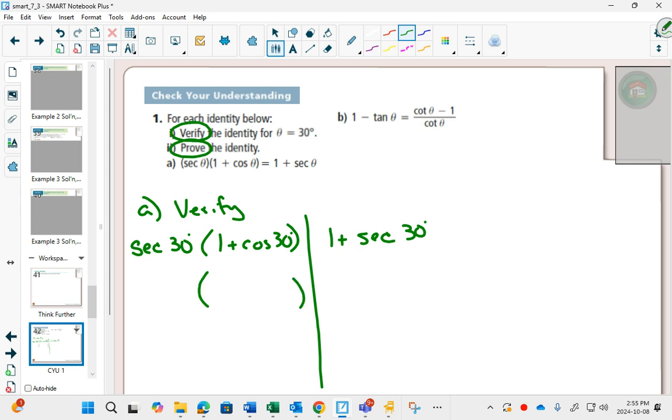All right, let's start with the cos. That's on your pi plane. Cos of 30 degrees, 1/2 or root 3 over 2? Root 3 over 2. Does it make sense then that secant would be 2 over root 3?